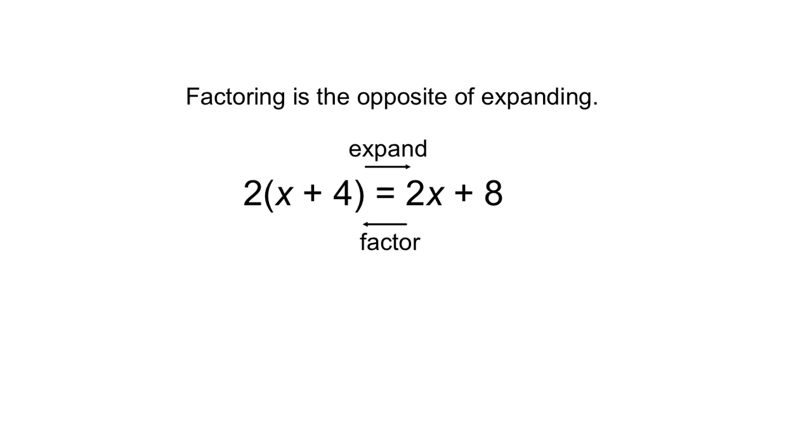And before we start getting into examples, let's just remember the words expanding and factoring. They're kind of opposite of each other. If I took this expression and I expanded it, I would be doing that distributive property, 2 times x and 2 times 4. I would end up with 2x plus 8 as my answer. Now, if I started with the standard form and I wanted to turn it into the factored form, I would be going through that process backwards by factoring.